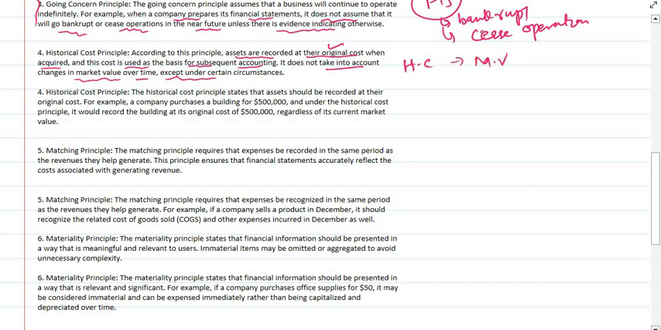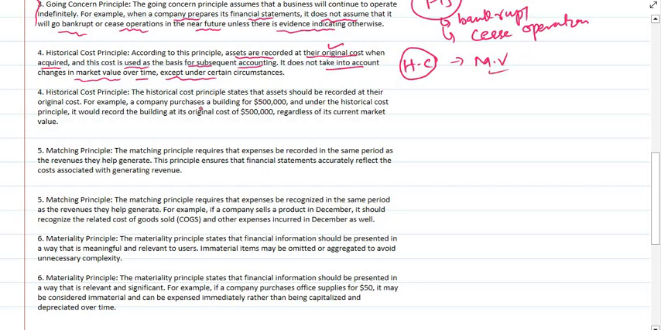Clear? This principle provides a reliable and objective basis for valuing assets and helps prevent overstatement of a company's financial statements. So the historical cost principle will prevent the overstatement of the company's financial statements, because you are using historical cost, not the market value.